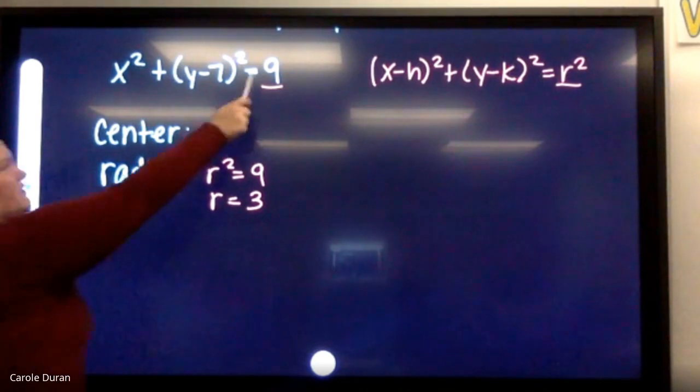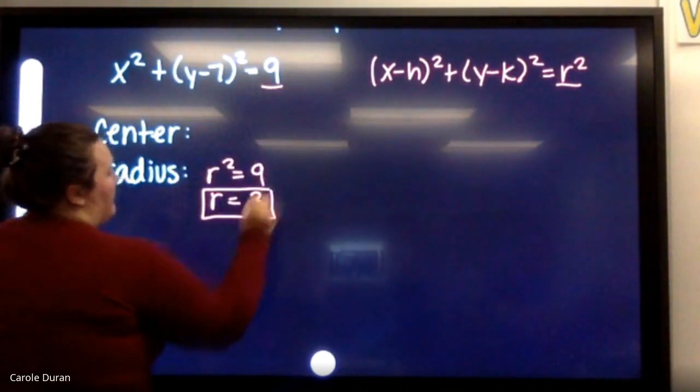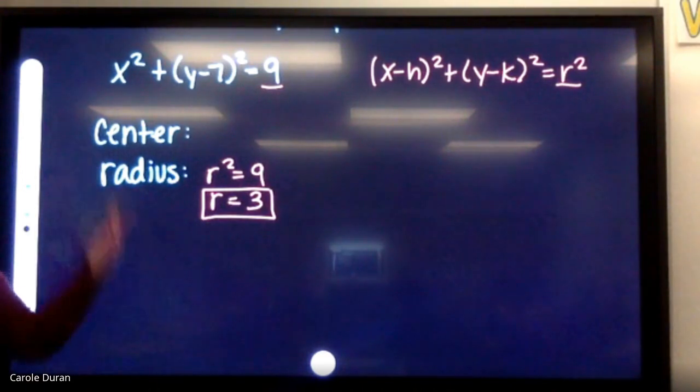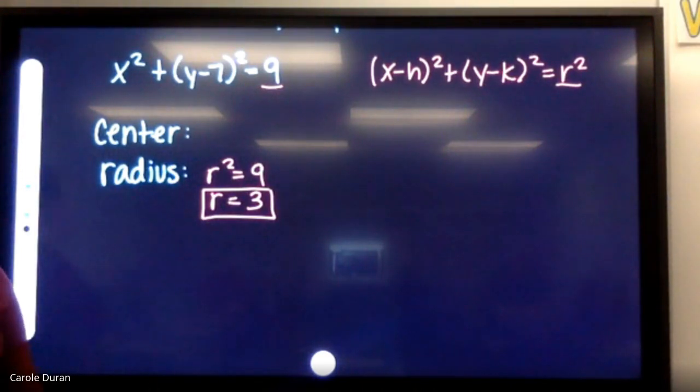What if it's not a perfect square? You always just take the square root of that. It's still the square root of that. So if I had like 27 there, it'd be the square root of 27. You would just leave it like that, though. You wouldn't have to do anything else with it.